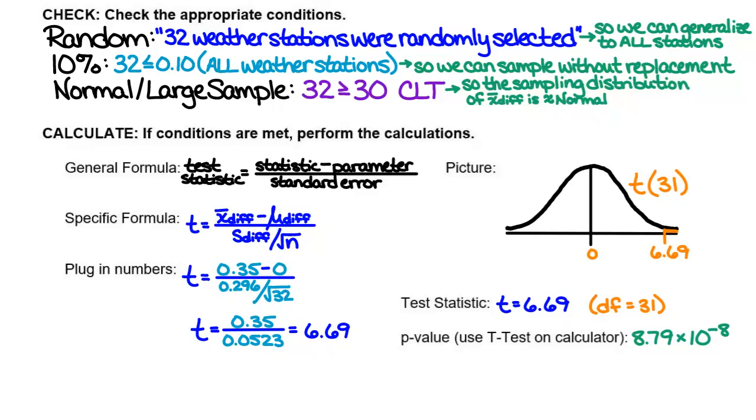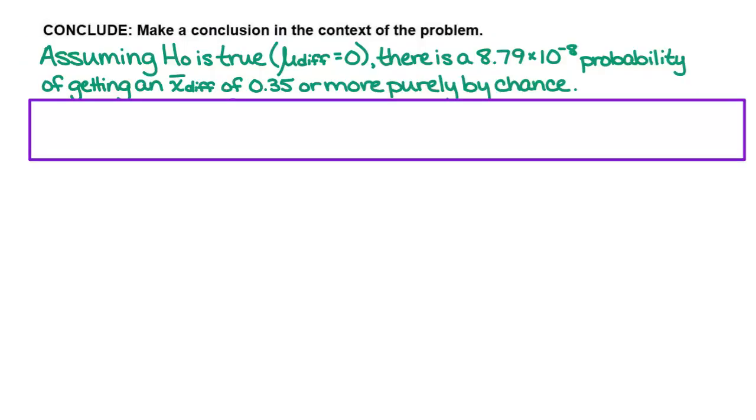What is this the same as in decimal form? Yeah, 7 zeros before we get to a number. So functionally, this is the same as a probability of what? Basically a probability of 0. It is so small that it is basically a probability of 0. And so would we reject or fail to reject? We would reject. So assuming the H0 is true, mu diff equals 0, there's an 8.79 times 10 to the negative 8th probability of getting an X bar diff of 0.35 or more purely by chance.